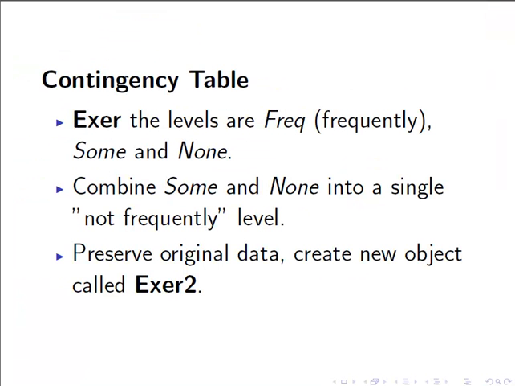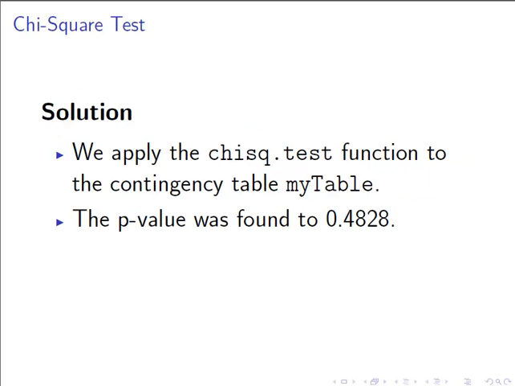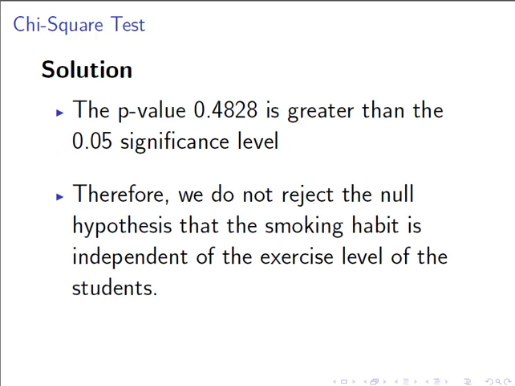Let's go back to my slides. Test the hypothesis that the smoking habit is independent of exercise level at 0.05. We got a very high p-value there, 0.4828, with the original data set. So we do not reject the null hypothesis. We do not reject the null hypothesis that the smoking habit is independent of the exercise level.